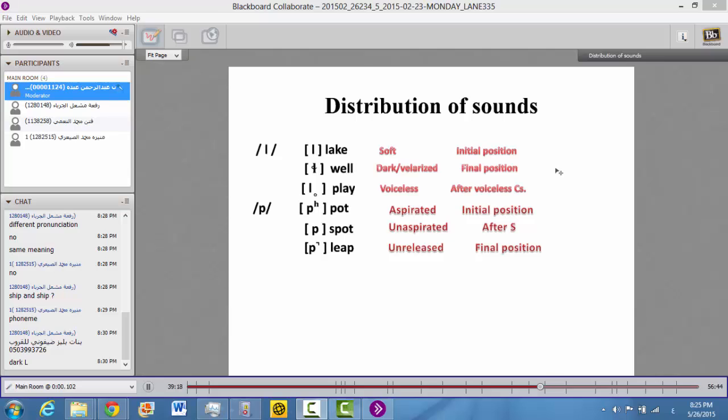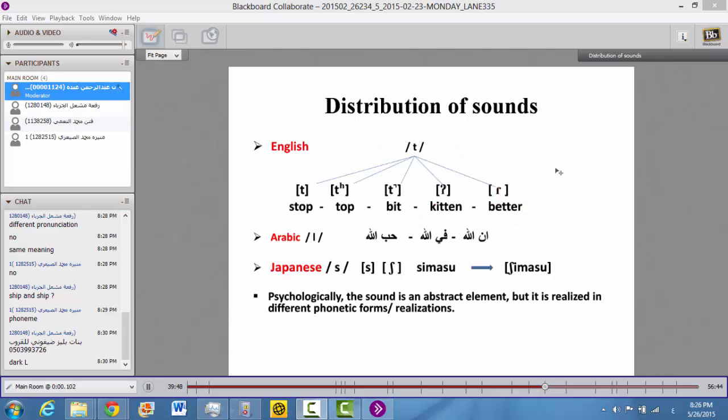Because they occur in different environments, we say that they are in complementary distribution. We don't have identical environments like in the case of overlapping or distinctive sounds. So they occur in different positions or phonetic environments, one initially, one finally, and one after the S. And one is devoiced because it is preceded by a voiceless consonant.